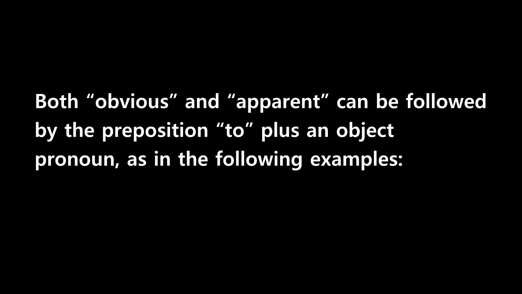Both obvious and apparent can be followed by the preposition to plus an object pronoun, as in the following examples. It's obvious to me that he is unhappy. It was apparent to him that no one in the office had the right skills for the job.